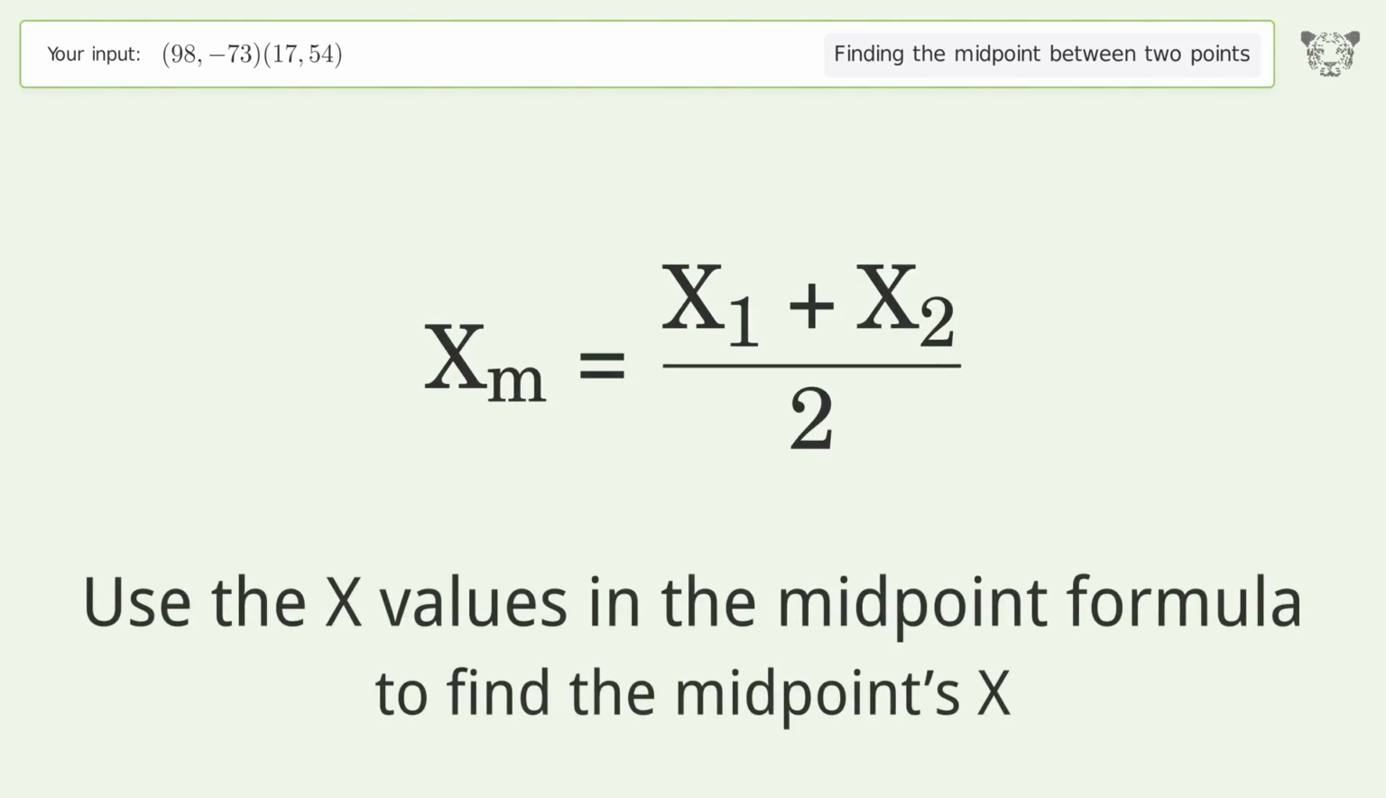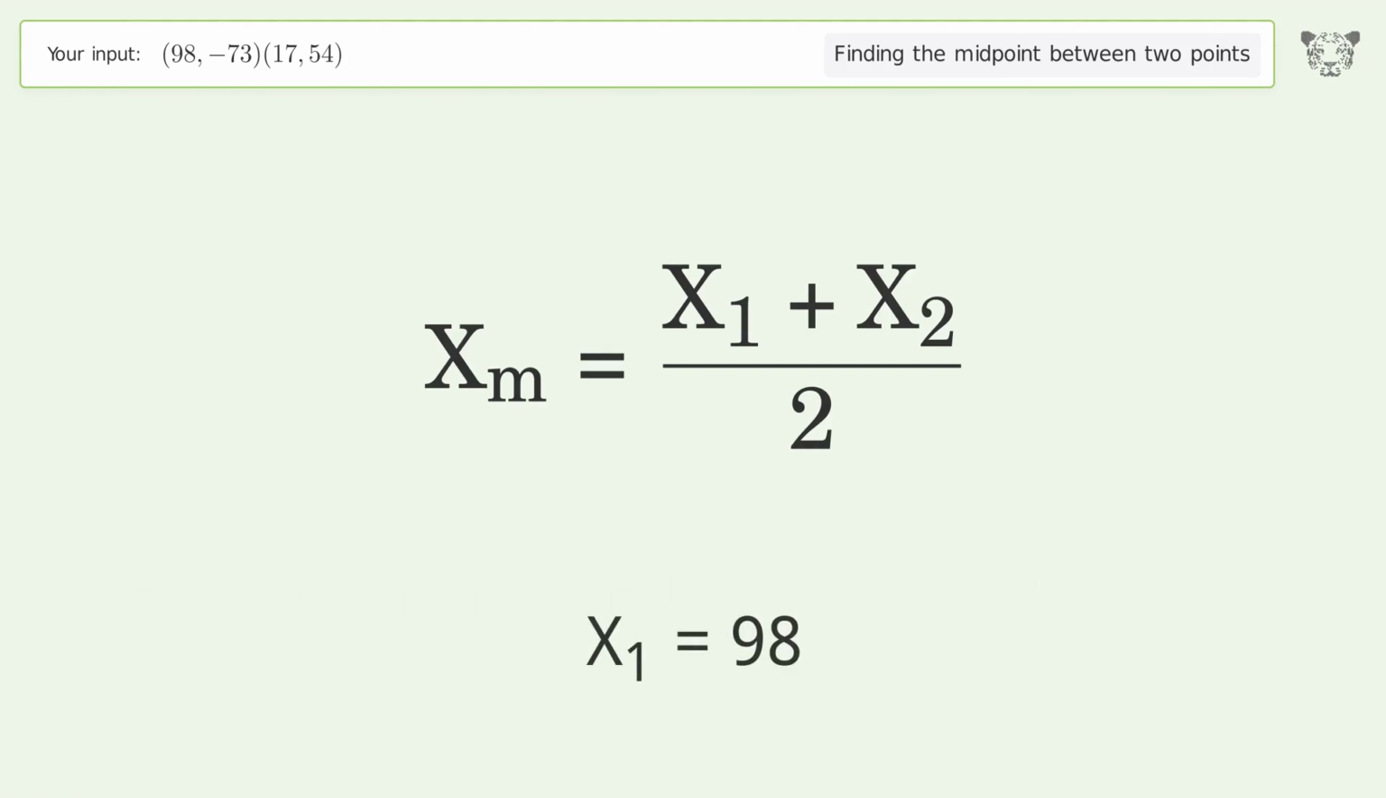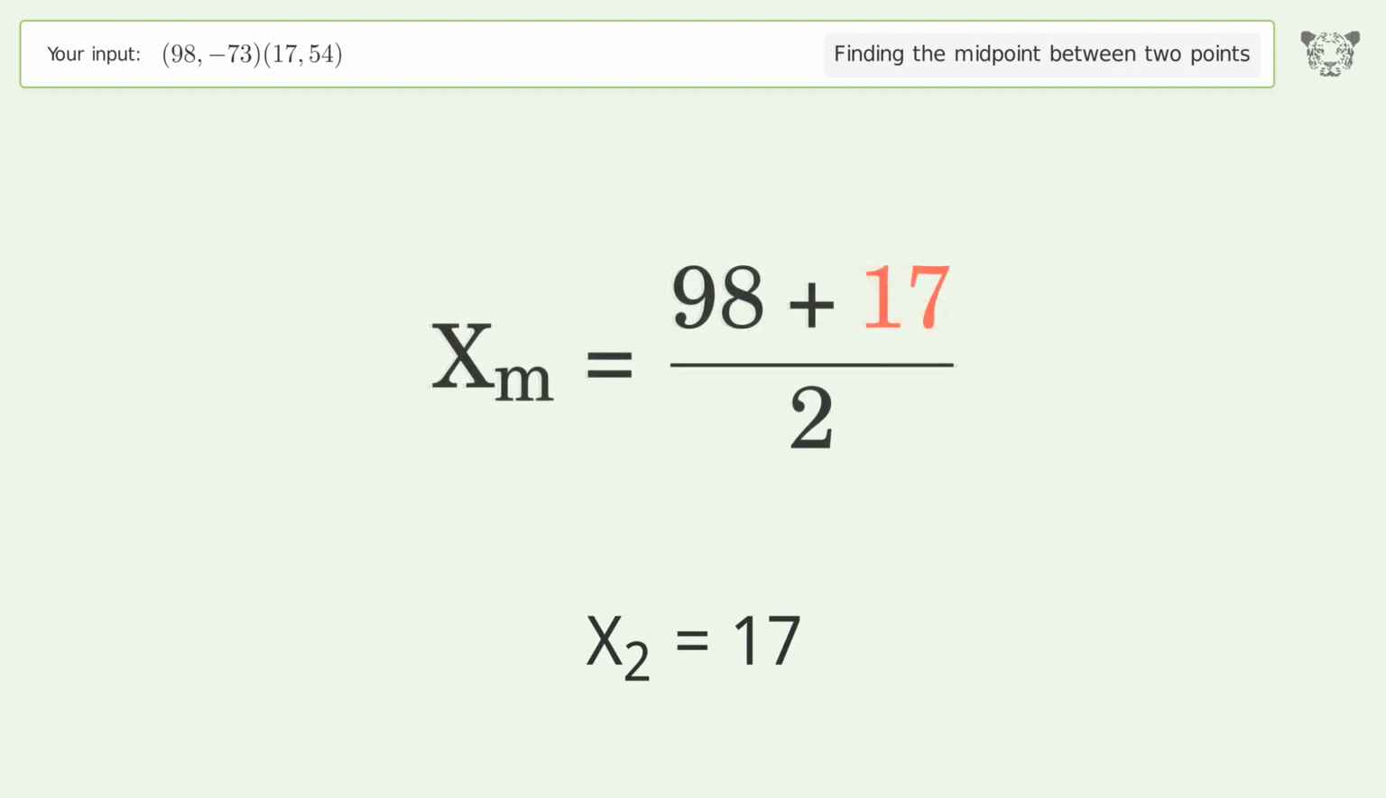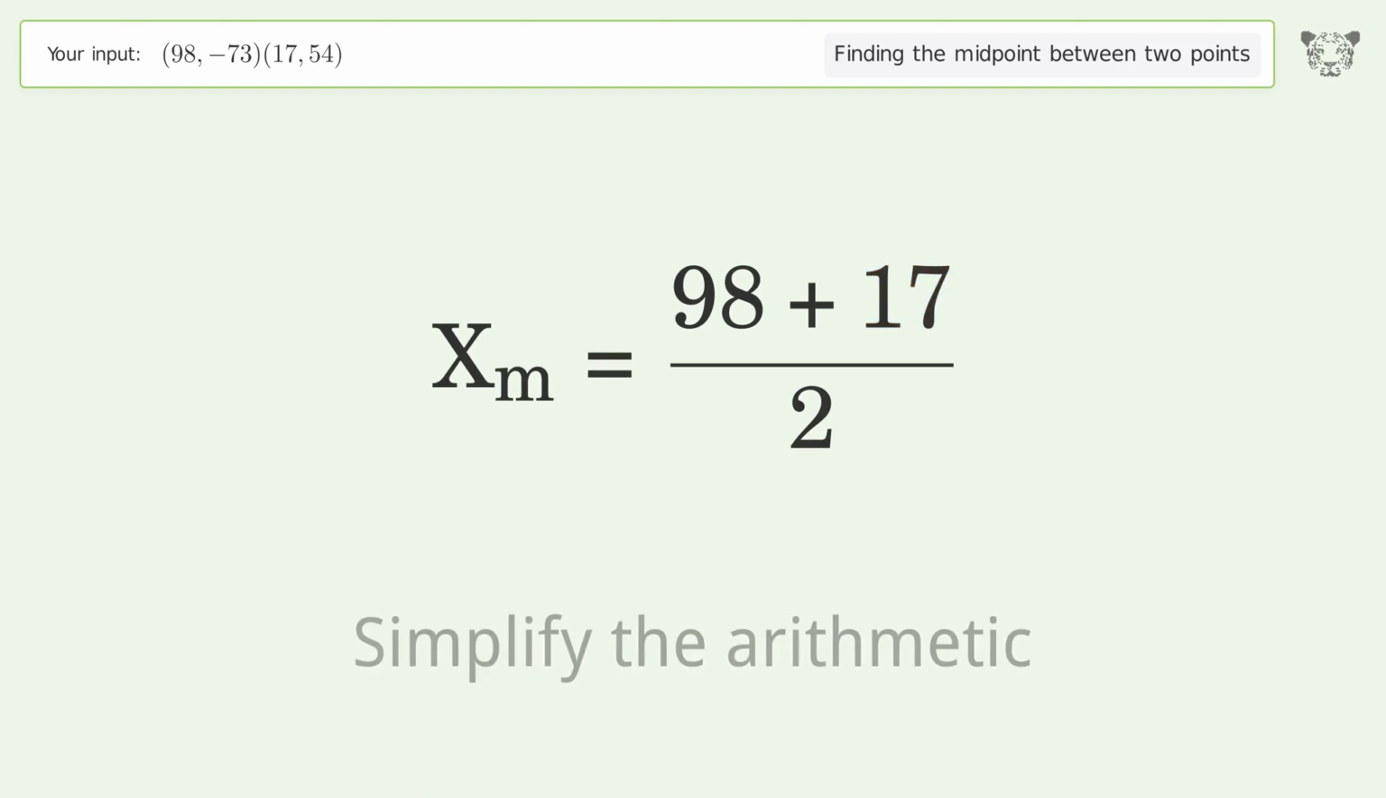Use the x values in the midpoint formula to find the midpoint's x. x1 equals 98. x2 equals 17. Simplify the arithmetic.